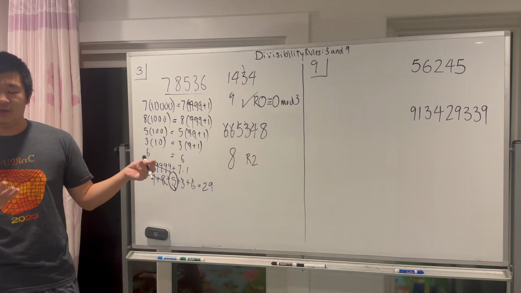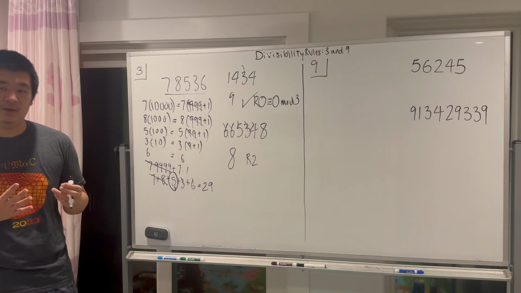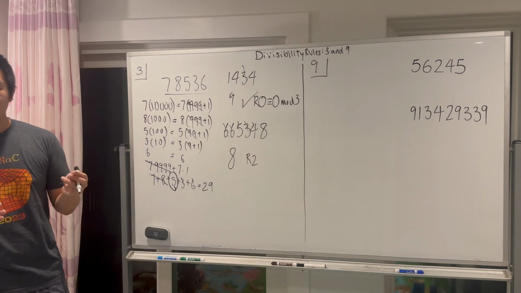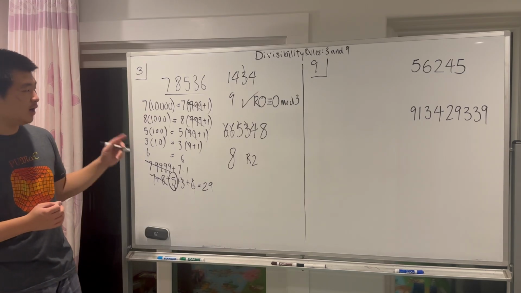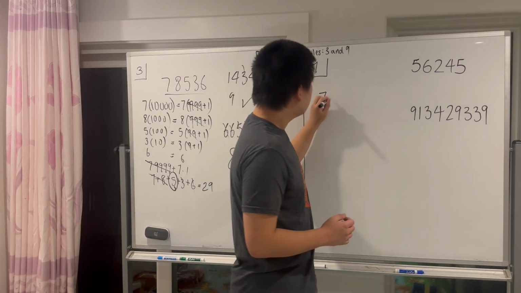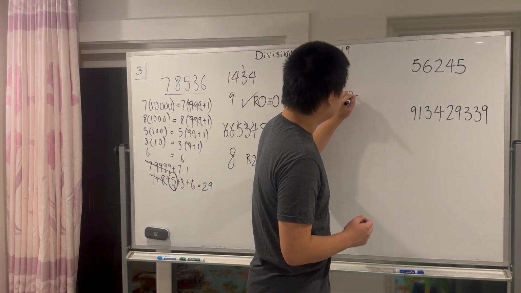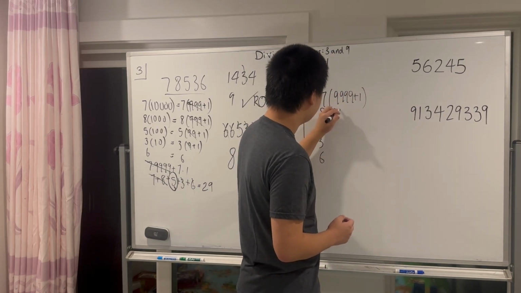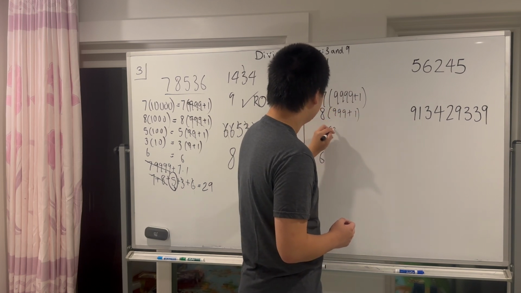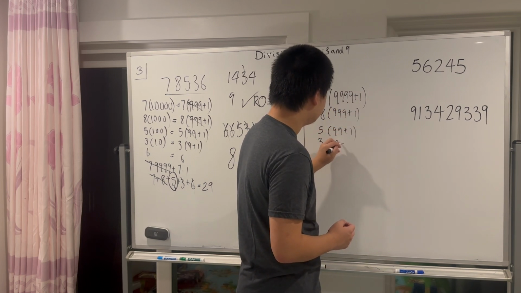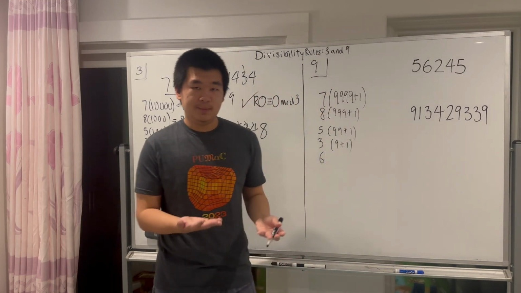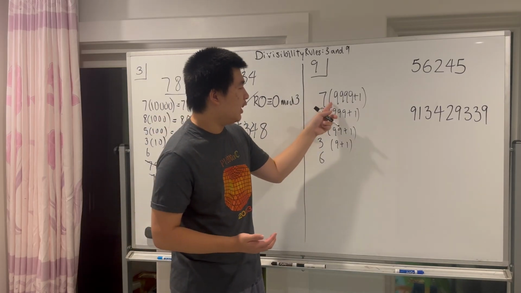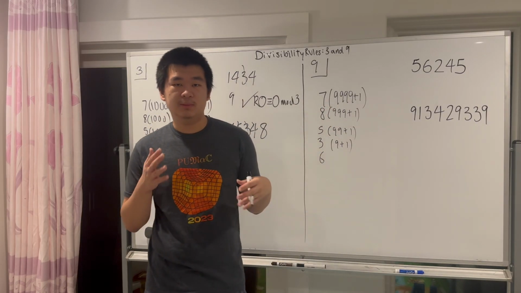And now when we move on to 9, you'll see that this is actually a very, very similar idea. Because, just look at this proof actually. This proof works the exact same as it does for 3, because we have 7 times 9999 plus 1, and 8, 5, 3, 6 times 999 plus 1 times 99 plus 1 times 9 plus 1 and 6. And if we think about it, 9 is also a divisor of 9999, which means 7 times 9999 is also going to be a multiple of 9.